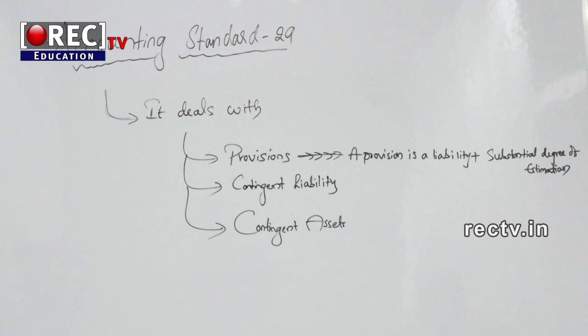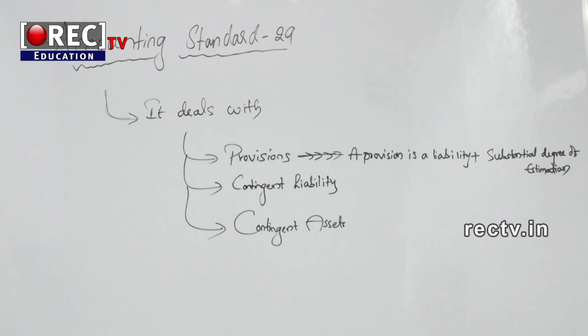Now, only provisions relating to liabilities are dealt with in Accounting Standard 29. So friends, which type of provision does Accounting Standard 29 deal with? A provision which is dealing with liability, but not assets, is going to be included in Accounting Standard 29. For example, provision for creditors, provision for loan, all this comes into Accounting Standard 29.